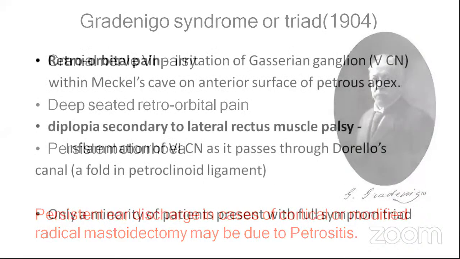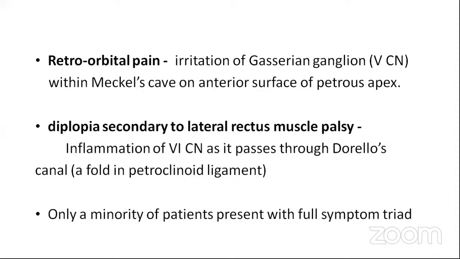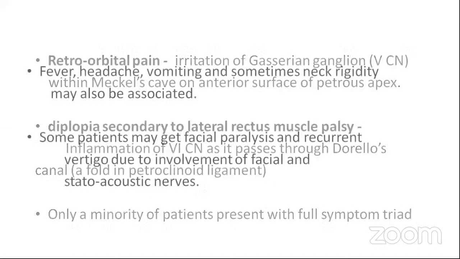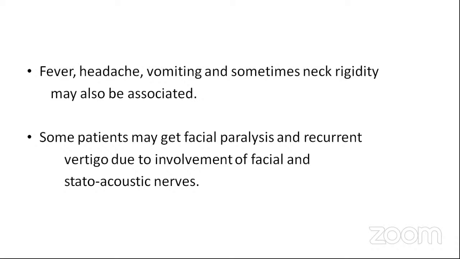The retroorbital pain is due to irritation of the Gasserian ganglion, which contains the trigeminal nerve within Meckel's cave on the anterior surface of the petrous apex. Diplopia is secondary to lateral rectus muscle palsy, that is cranial nerve 6, as it passes through Dorello's canal, which is a fold in the petroclinoid ligament. Only a minority will present with the full triad. There will be fever, headache, vomiting, and sometimes neck rigidity. Some patients may get facial paralysis and recurrent vertigo due to the involvement of the facial and statoacoustic nerves.